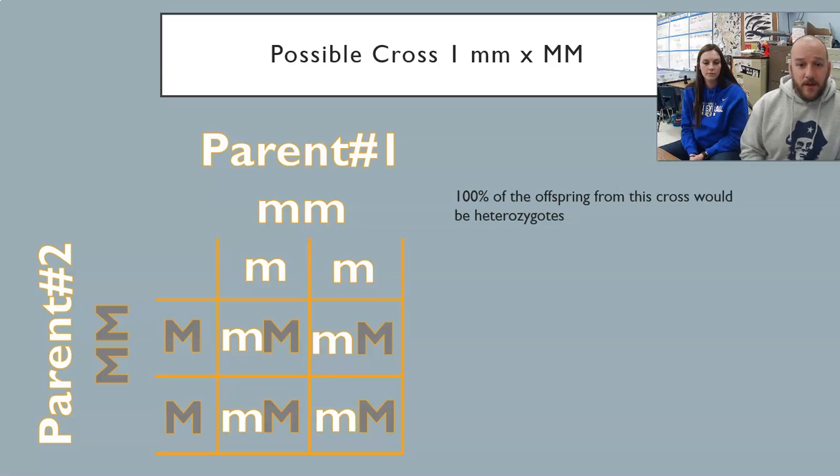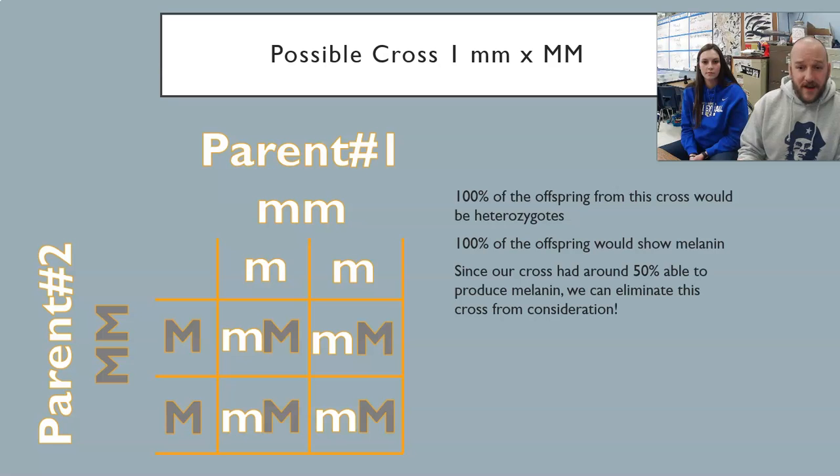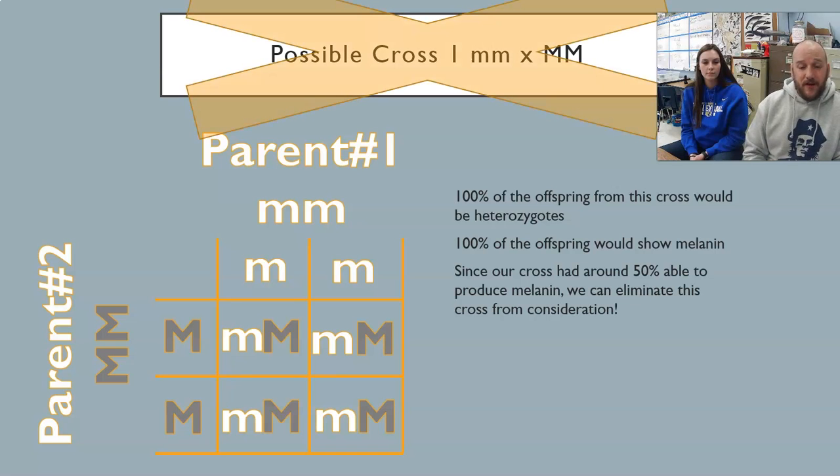One parent's always going to donate the recessive allele, the other one always the dominant. So what does this mean? Well, it means 100% of our offspring from this cross would be heterozygotes. 100% of the offspring would show melanin, and since our cross had about 50% able to make melanin and 50% not, this isn't really consistent with what we saw. So we can eliminate this cross pretty strongly, given that a lot of our parents were able to make melanin, but not all of them. Half of them weren't. And so this probably isn't what we have.